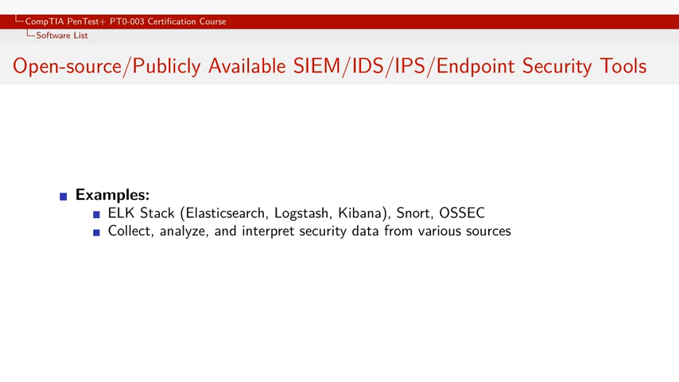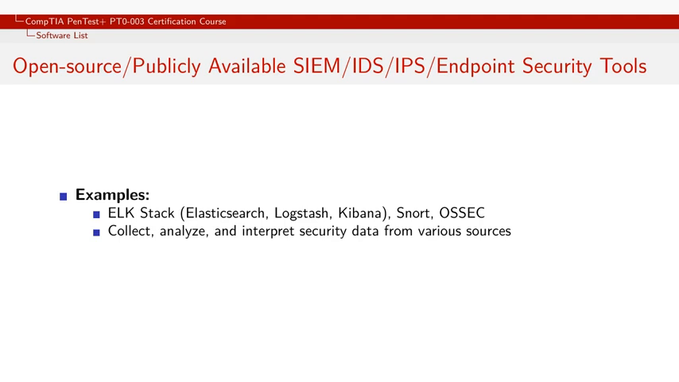Snort is a well-known IDS/IPS tool that can detect and prevent intrusions in real time through signature-based detection. OSSEC is another powerful IDS tool that offers host-based intrusion detection and monitoring. These tools allow security professionals to gain deep insights into network activities, helping to ensure robust and proactive security postures within their infrastructures.